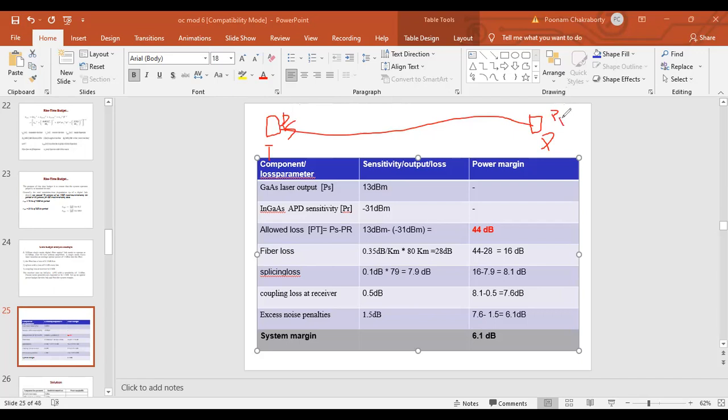Okay, then mention length 80 kilometers. So mention L as 80. After every kilometer, there is a splice. Okay, draw dots and show this as splice number 79. Sorry, 79. This is splice number 1. Please write it nicely. I'm not getting space to write properly. So splice number 1, splice number 2.